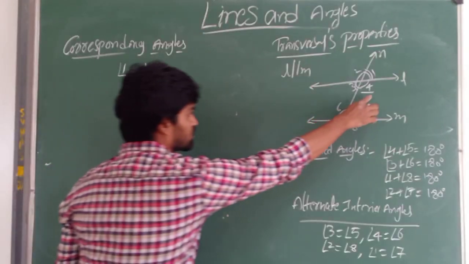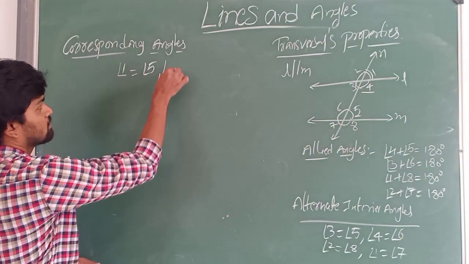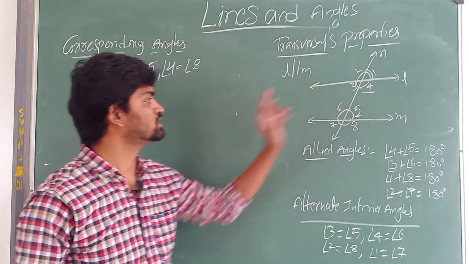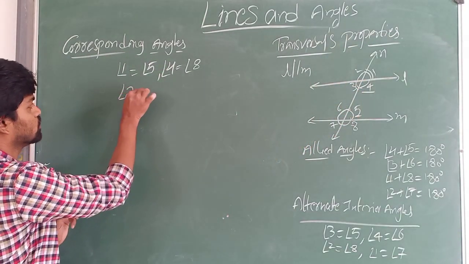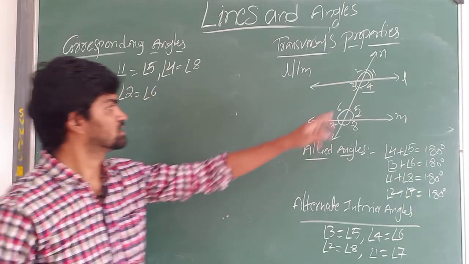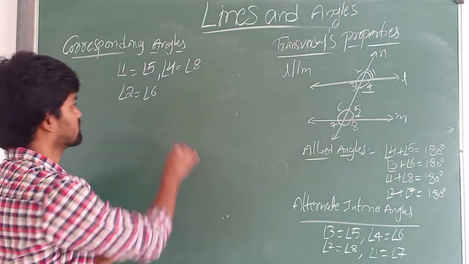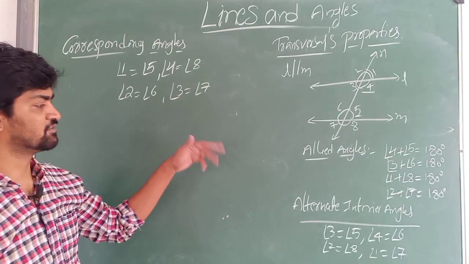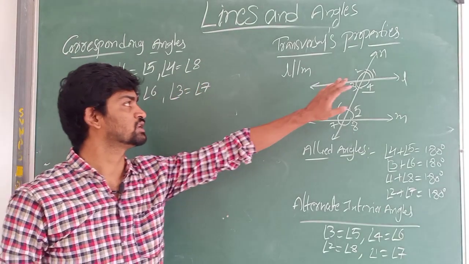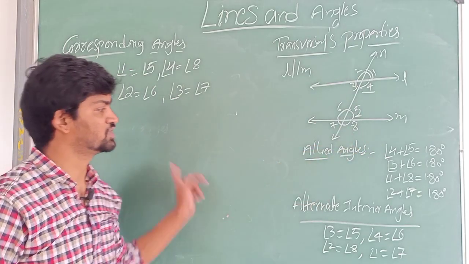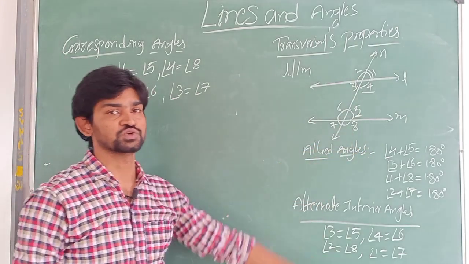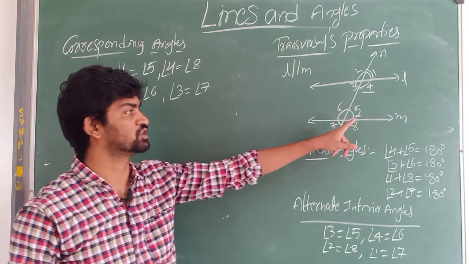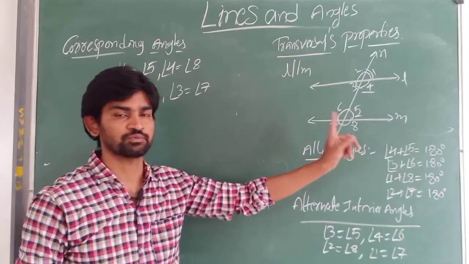Next, one more pair is here. Angle 4 equals angle 8. Next, angle 2 equals angle 6, and angle 3 equals angle 7. So these are the different types of angles found on a transversal. All these properties are very important. We use them in the triangles and quadrilaterals chapters also, so it is a very important topic to learn properly.